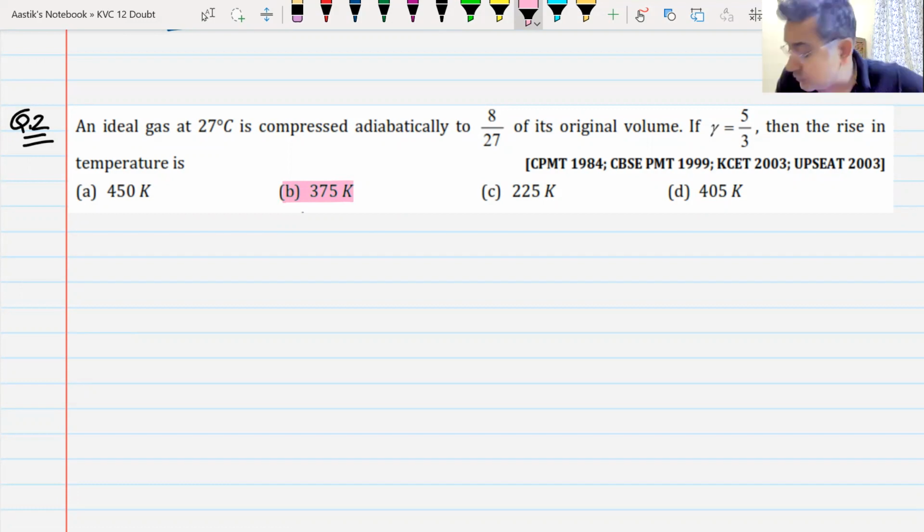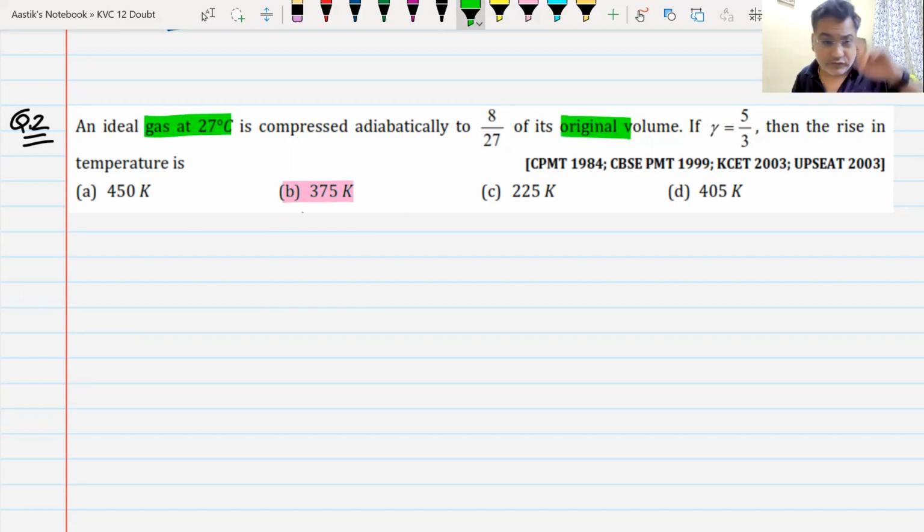How are you supposed to do this again? Here, the temperature and volume are given, so you must apply the relation of temperature with volume. I just can't remember it, but I'll try to remember it. Can anyone tell me what is the relation between temperature and volume for an adiabatic process? TV raised to the power gamma minus 1.